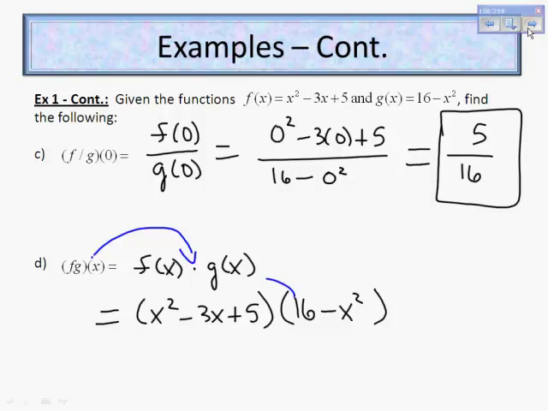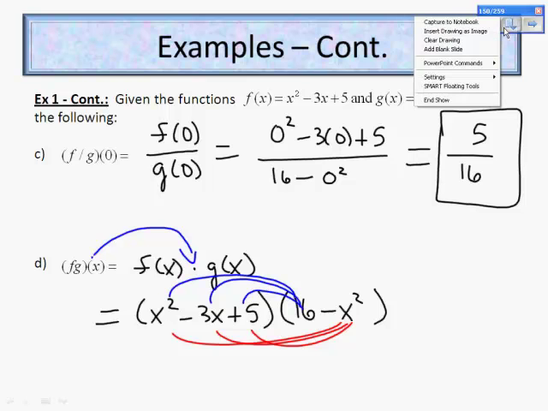I'm going to have to take 16 times all three of my numbers there, and then I'm going to have to take negative x squared times all three of my numbers there as well, and then I'm going to have to combine my like terms. All right, so let me just go ahead and rewrite that on a new slide because I don't have enough room down there at the bottom to do this. So x squared minus 3x plus 5, that times 16 minus x squared.